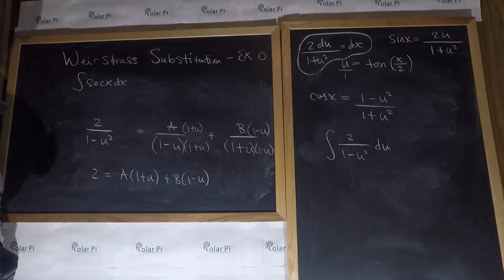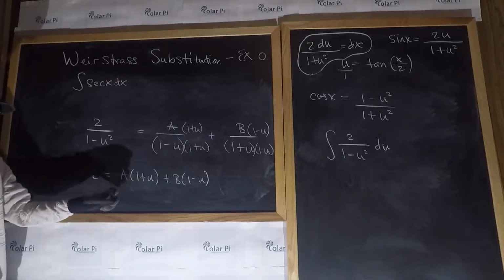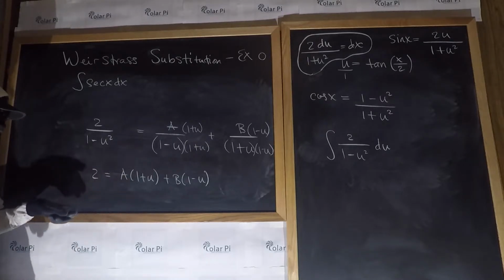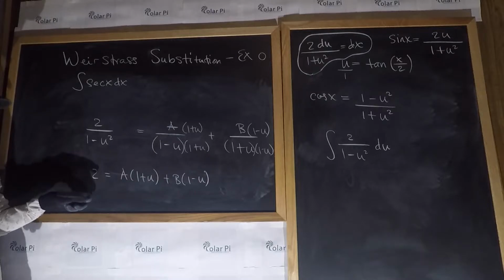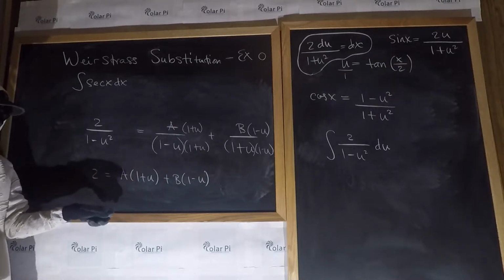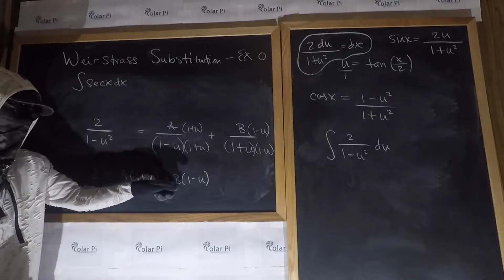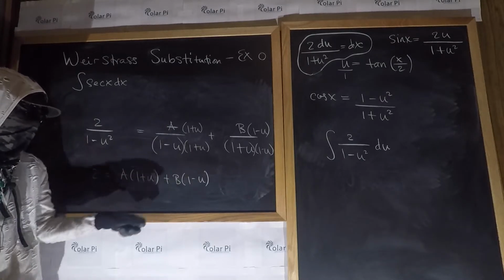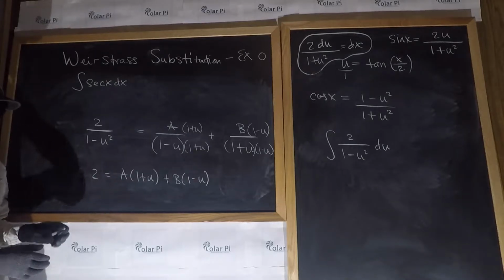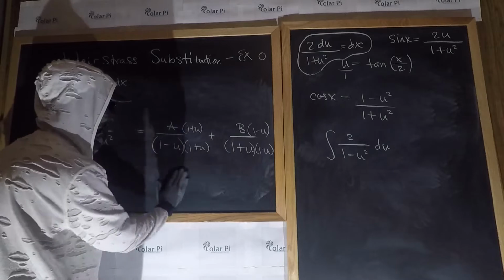The partial fraction decomposition you should know how to do. But if I let u equal 1, I get 2 is equal to 2A, so A is equal to 1. Okay, and then if I let u equal negative 1, I get 0 plus B times 2 is equal to 2, so B is 1. So A is 1 and B is 1 is what we'd find if we do partial fraction decomposition.